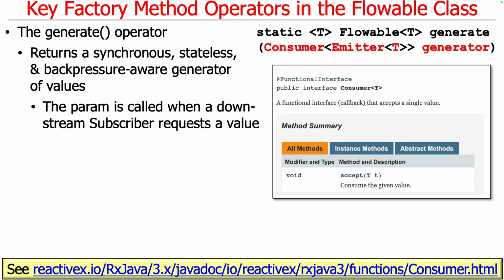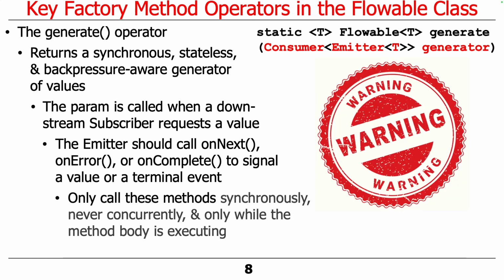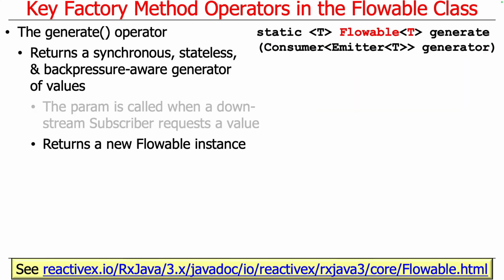The parameter, the generator, which is a consumer of an emitter, is called when a downstream subscriber requests a value. And what the emitter does is it either calls onNext, onError, or onComplete to signal that there's a value to be processed or there's some type of terminal event like an error or a complete. These calls must be made synchronously, never concurrently, and only while the method body, this thing here, is executing.